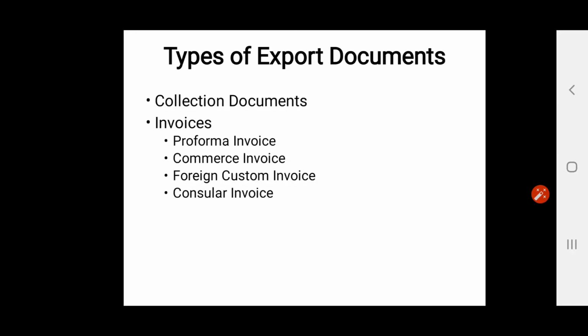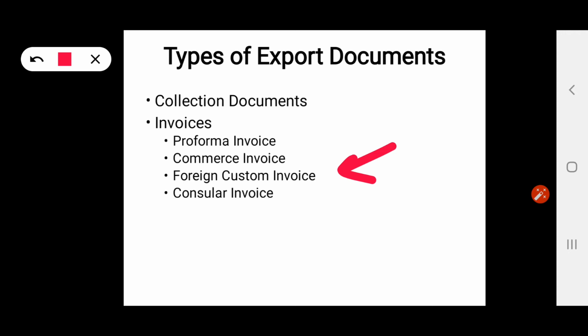In the last class, that is part one of export documentation, we discussed various kinds of export documents. In that, we completed two kinds of invoices: pro forma invoice and commercial invoice. The third kind of invoice is the foreign custom invoice, so we'll start with this.